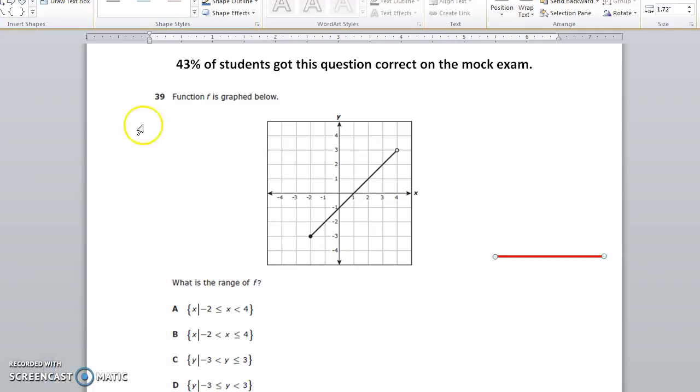All right, question 39. 43% of our students got this question correct on the mock exam. Function f is graphed below. So here is function f right here. Notice there's two different points.